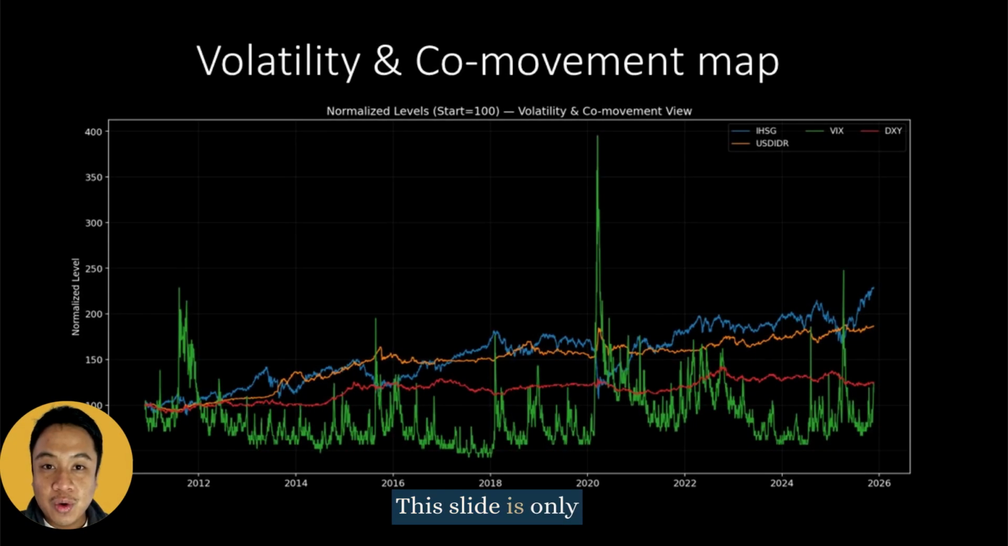This slide is only for intuition. Everything starts at 100, so you can see co-movement and regimes. Two big visual truths. One, VIX is the stress amplifier. It explodes in crisis periods. Two, IHSG and USDIDR can trend for years, so pure level charts can fool you into thinking there's predictability. This is why we separate "moves together" from "predicts each other."